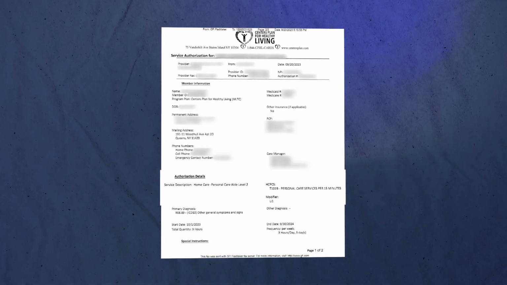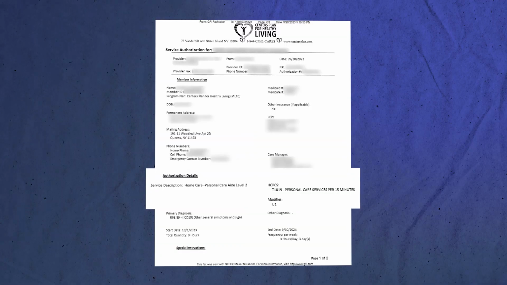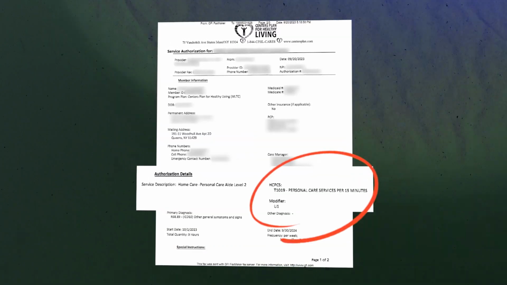Here on this authorization, we can see that the type of service or the service described is home care personal care level 2. If you're familiar with this type of services, you may know that this authorization is for a home care agency and that the patient will receive personal care services in his or her home. Now let's take a look at the code, which is T1019 with the modifier U1. This code will be used in order to bill for the services provided, usually on a claim form. The code mentioned above is for personal care services.